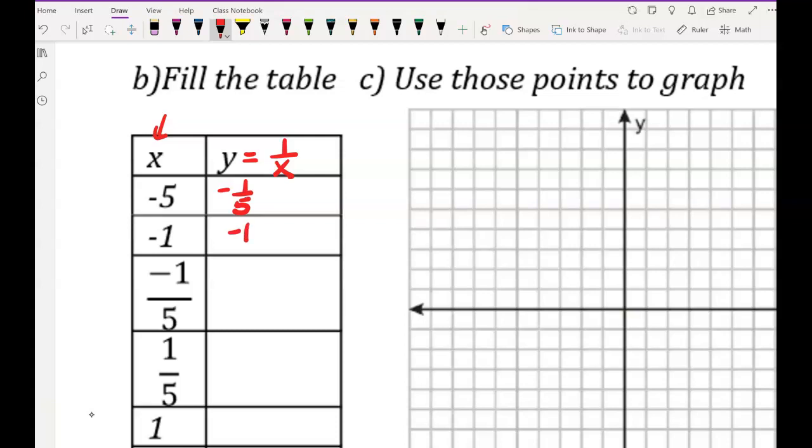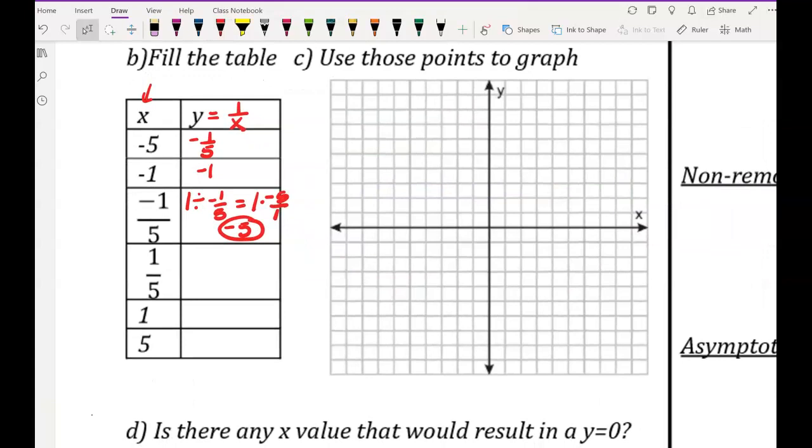When x is -1/5, it's going to be 1 divided by -1/5, students. So that's going to say 1 times -5 over 1. So you should have -5 as your final output, okay? Then that means when we have 1/5 as our x, your y should also be 5 because all we do is flip the fraction if we are dividing by 1. And when x is 1, y is 1. When x is 5, it's going to be 1/5.